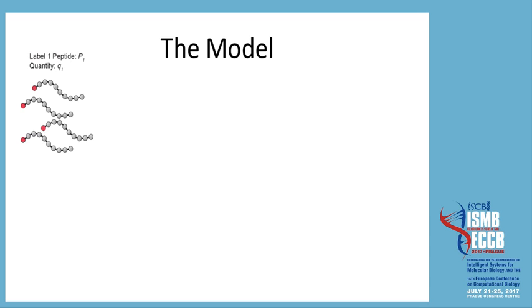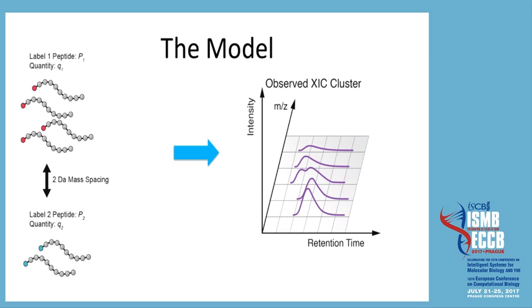So I will introduce the model first. Our algorithm is based on a model that describes how the labeled peptides generate the signal, called the XIC cluster. I will show you an example of the model for P1 and P2, two differently labeled species of the same peptide with known quantities Q1 and Q2. Let the mass spacing be only 2 Dalton. We will see how this observed XIC cluster is generated from P1 and P2.